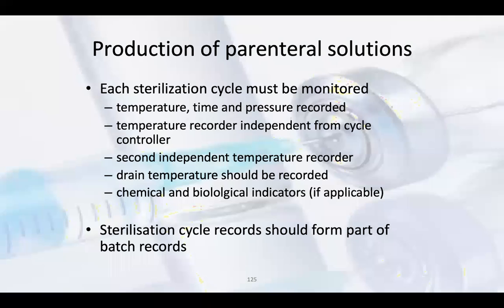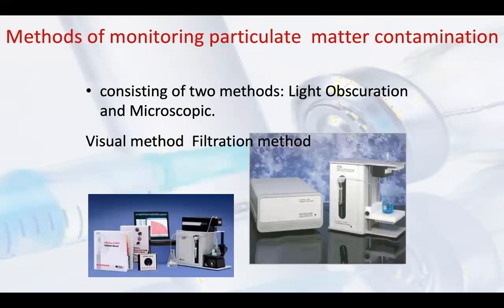Each cycle must be monitored. Its temperature, time, and pressure recorded. Temperature recorder independent from cycle controllers. Second independent temperature recorders. Drain temperature should be recorded. Chemical and biological indicators if applicable. All these things have to be written down when they record the temperature and monitor. The sterilization cycle records should form part of batch records. So when you go to an industry, you see how they produce and how they sterilize these injectables.